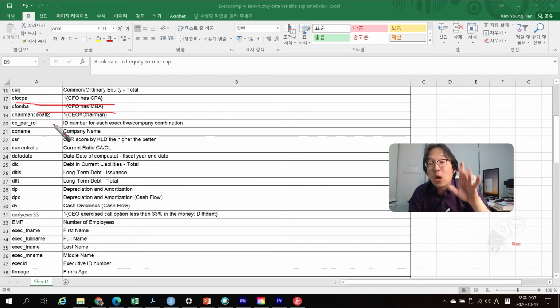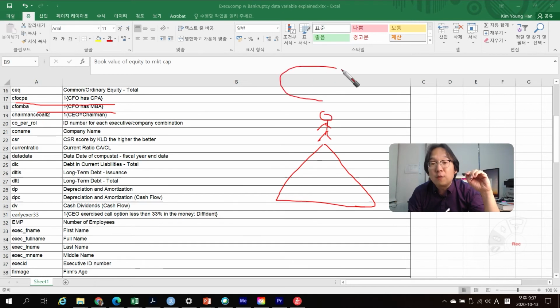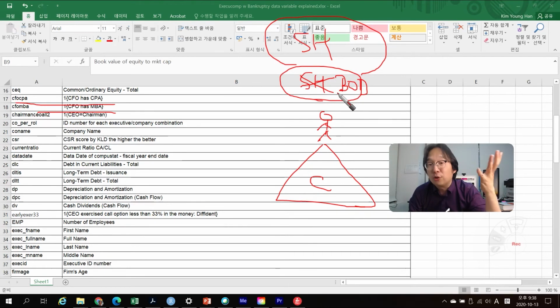Chairman, CEO, that's a dummy variable: one if the CEO happens to be the chairman of the board of directors of the company. The CEO is working hard as the top guy in the corporate pyramid. The board of directors, who is it? They are the representatives of the shareholders, the owner groups, not just a single owner. And in the board of directors, there has to be some chairman whose job is to supervise or monitor whether this guy is doing something wrong.